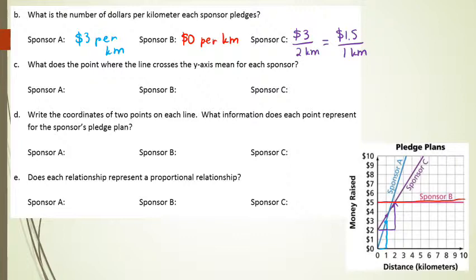So what does the point where the line crosses the y-axis mean for each sponsor? Well, in this case for sponsor A, where it crosses the y-axis at 0, 0, tells me they start with 0. And that's also, again, part of what makes it a proportional relationship. For sponsor B, the red line, I see that sponsor B is going to start at $5. And for sponsor C, I can see that sponsor C is starting at $2.